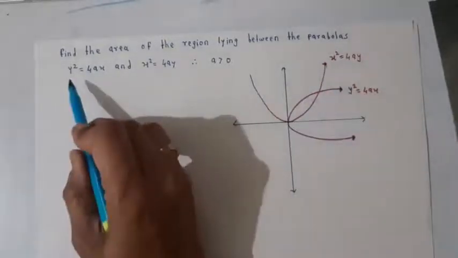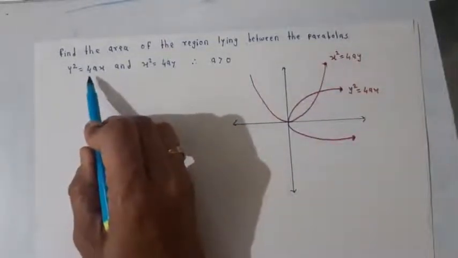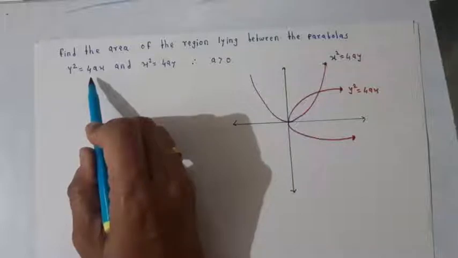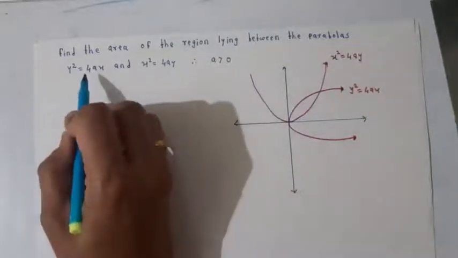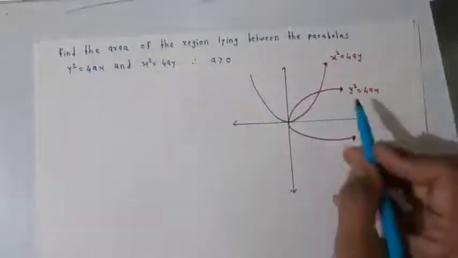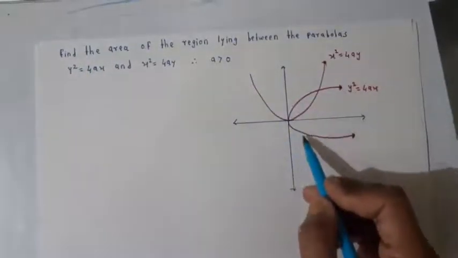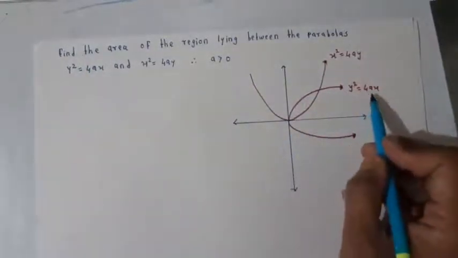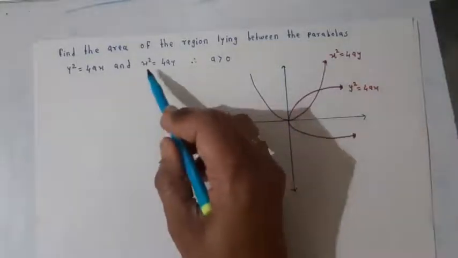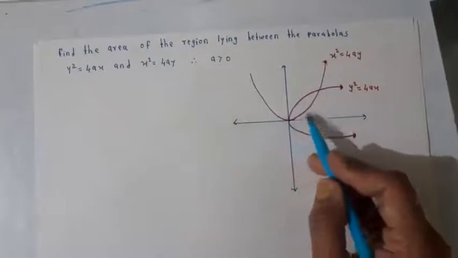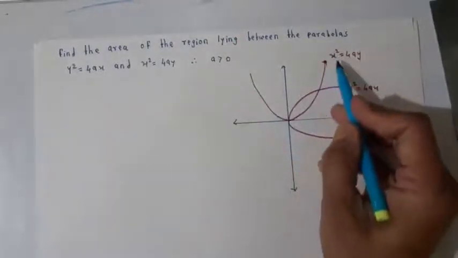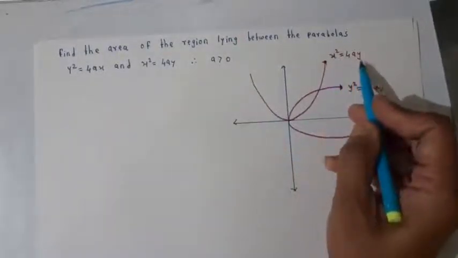The first parabola is y square equal to 4ax. This is the normal parabola, that means the parabola along the x-axis. And x square equal to 4ay is the parabola along the y-axis.